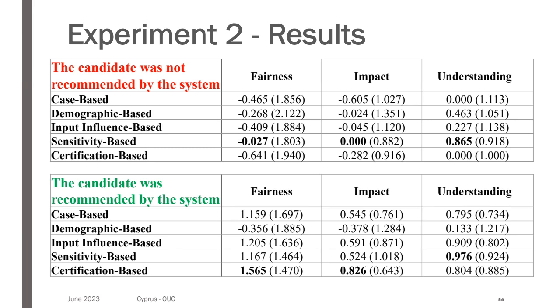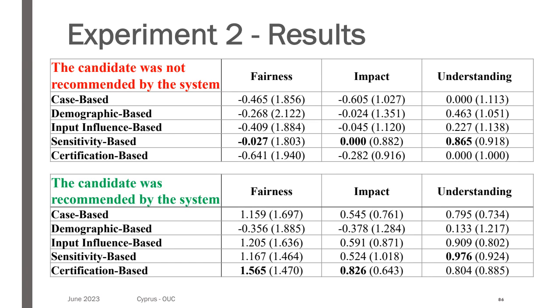So we had two types of results. The candidate was recommended by the system, or the candidate was not recommended by the system. And we can see aspects of fairness, impact, and understanding. The scale was between -2 and 2, so 0 is neutral. And we can see that when the candidate was not recommended by the system, it was considered to be unfair.